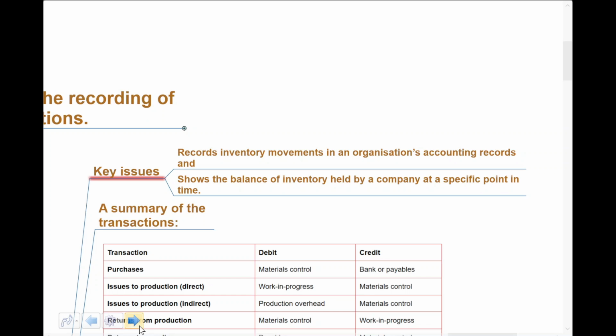Now, in terms of the key issues when we're accounting for materials, the first issue is really to make sure that inventory movements are reflected accurately in an organization's accounting records. Now, that may seem simple enough, but when we look at the range and type of material, it makes it a little bit more complicated. Outside of that, certainly accounting will show the balance of inventory, in whatever form that is, held by a company at a specific point in time.